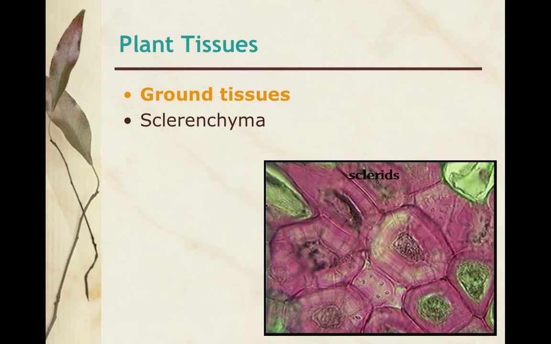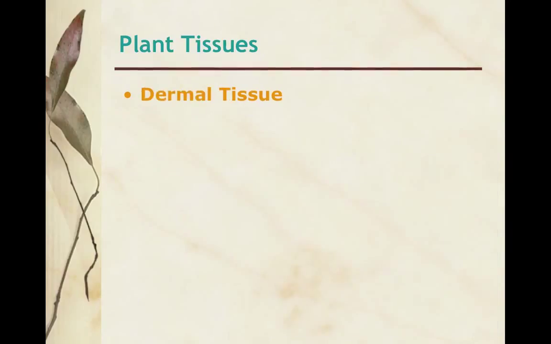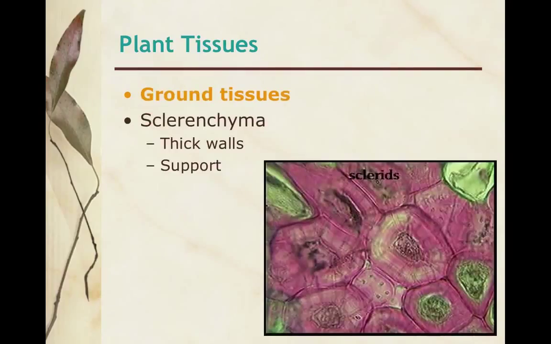Sclerenchyma are the last one. They also have thick walls, and they're used for support, and they're found where no growth is, so it's kind of like what's left behind, what's kind of no longer there. Okay.